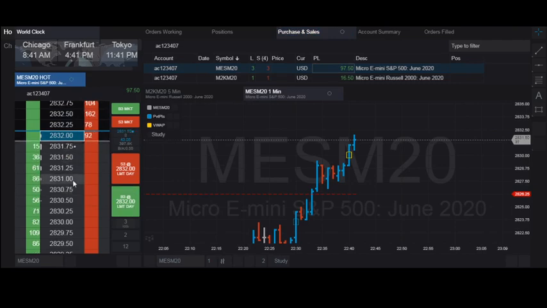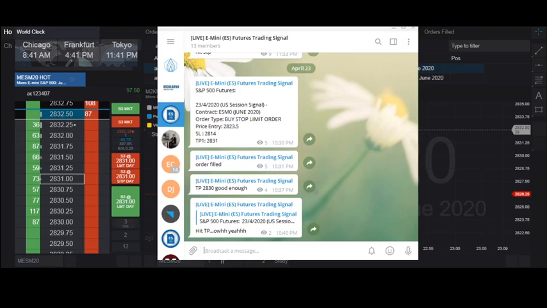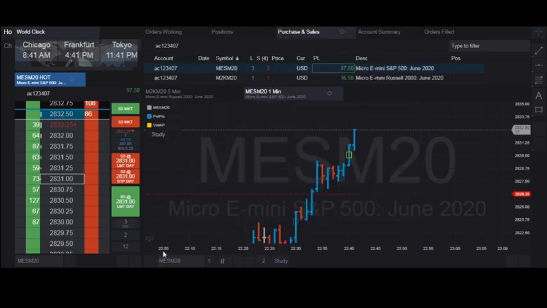So we already have a discount at 2830, and 2831 is the original target, if I'm not mistaken. Yes, correct, 2831 is the original target. So 1 point discount, and it's already above by 1 point. The market keeps getting higher, but we already hit the profit. So that's it for today.